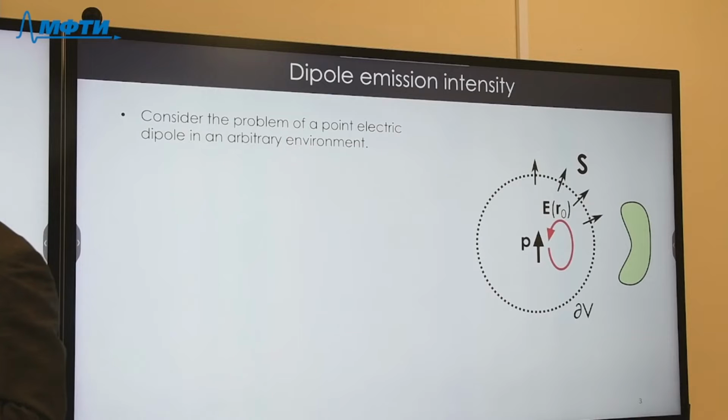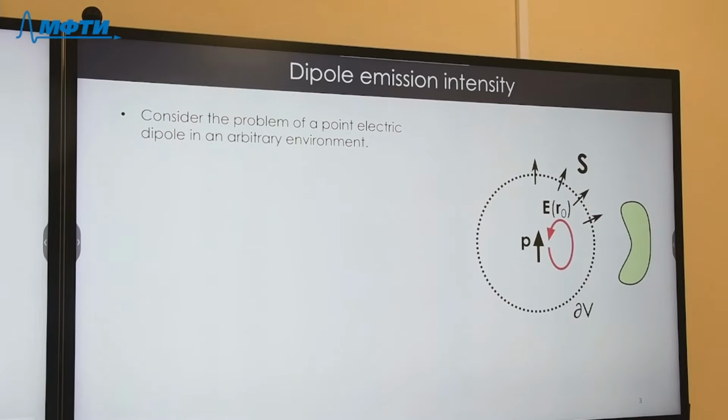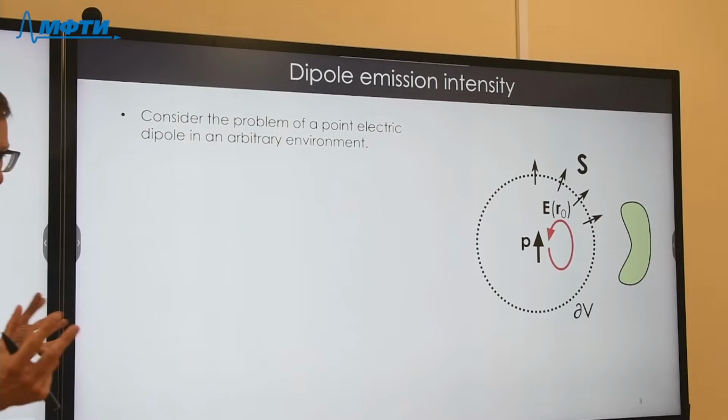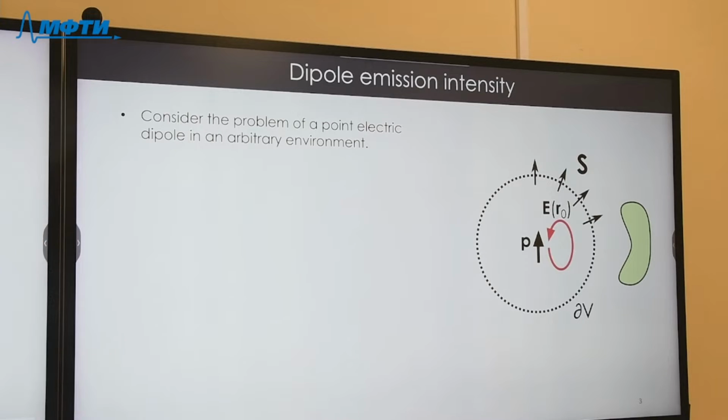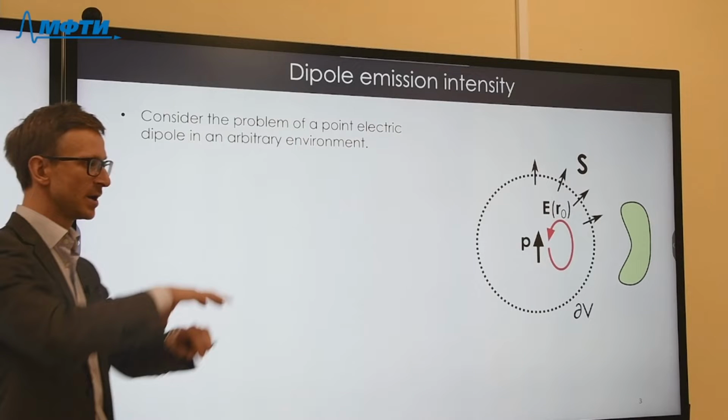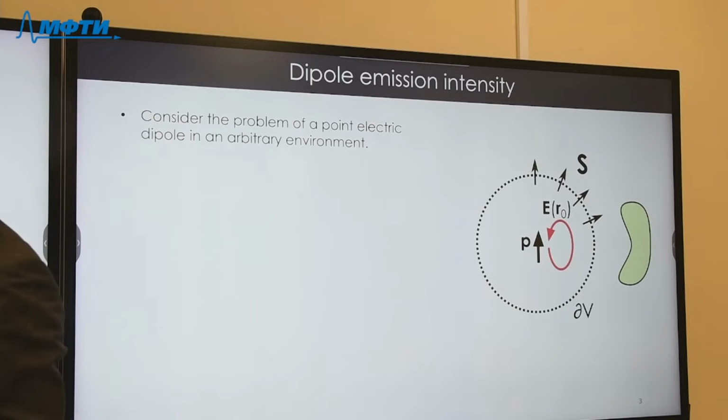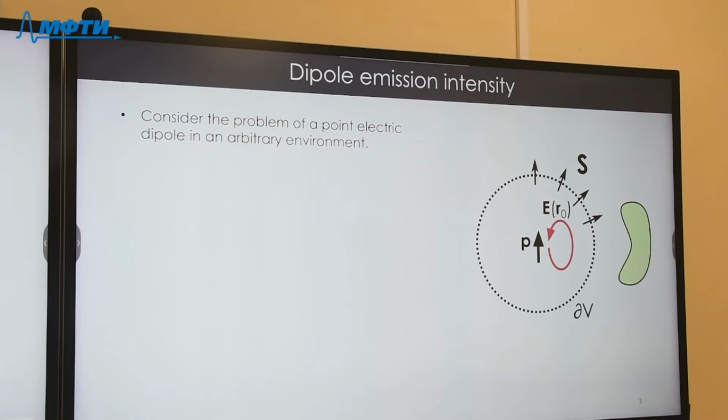So we already addressed this problem with a point dipole in free space. We were able to exactly calculate the Green's tensor of the point dipole. Using that Green's tensor, we calculated the distribution of electric and magnetic fields. That allowed us to calculate the Poynting vector. And then by integrating the Poynting vector over the entire sphere surrounding the dipole, we calculated the total energy flux carried away from the dipole.